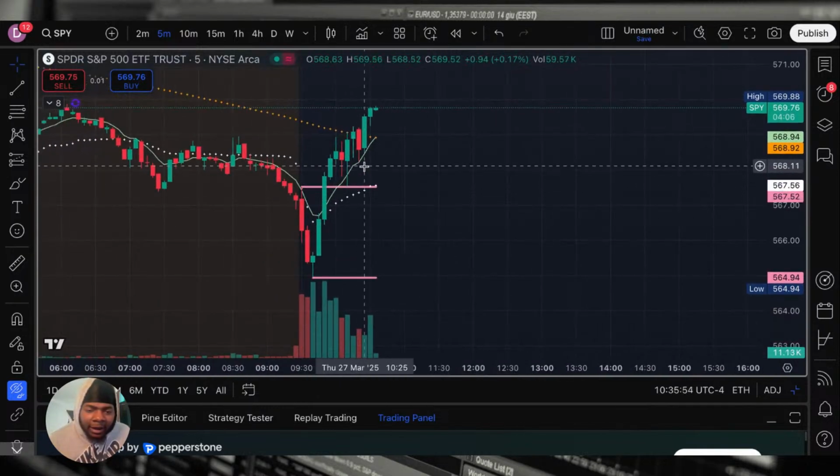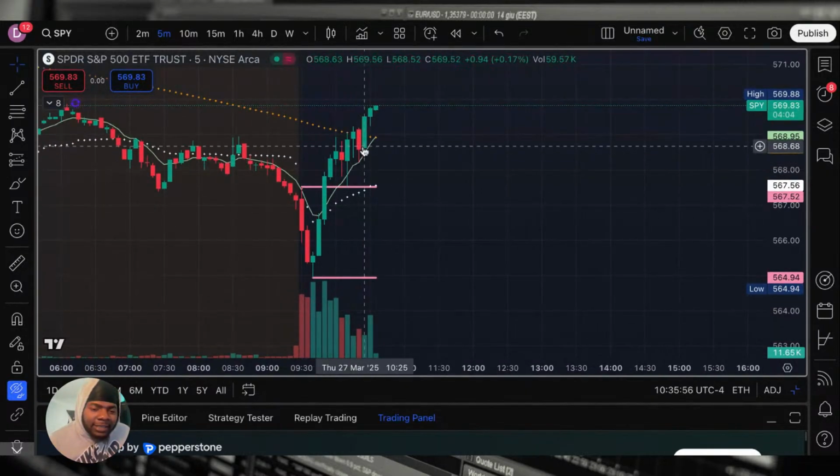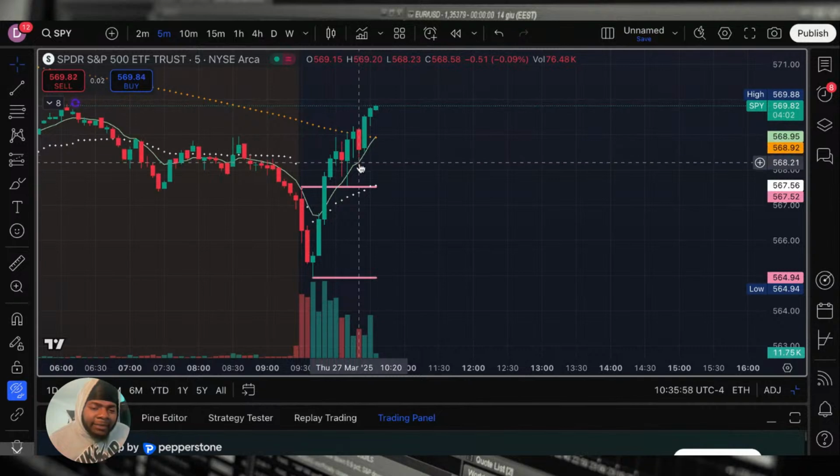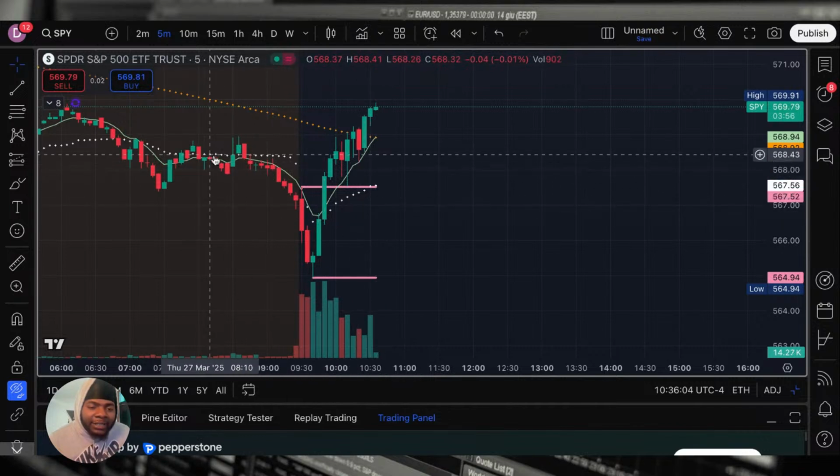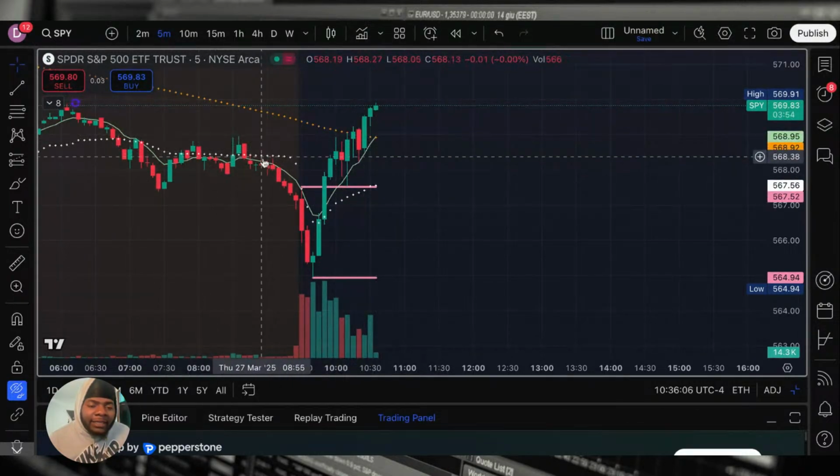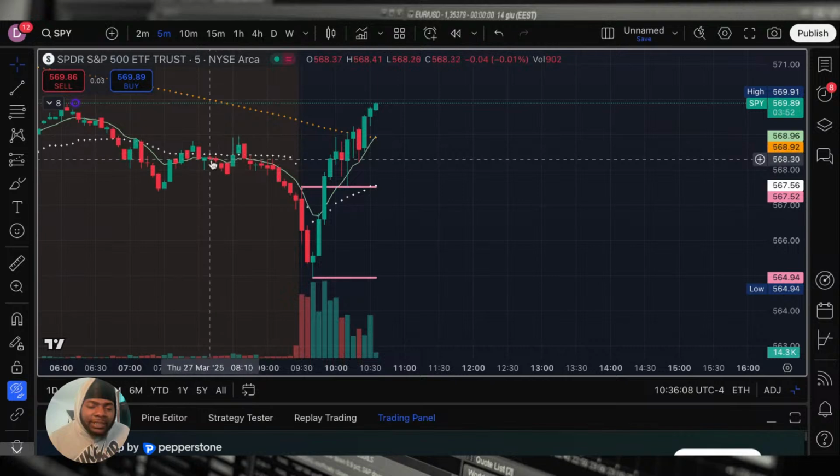I said, all right, we want this candle right here to bounce off this 9 EMA. If we bounce off this 9 EMA, we should keep uptrending. Y'all remember when I said that? That's what I use the 9 EMA for. I basically use it as a guideline.